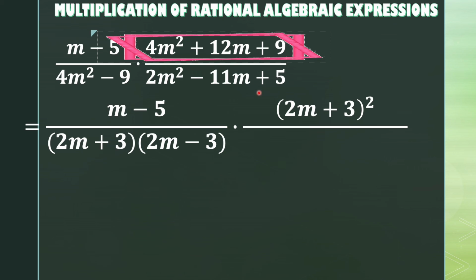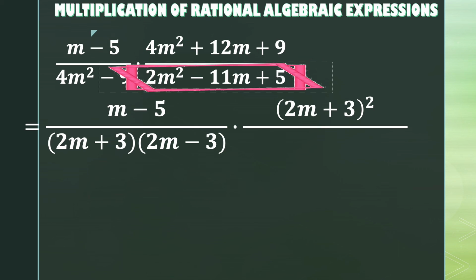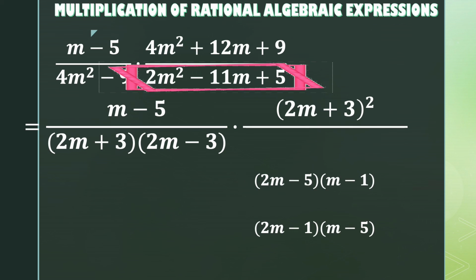Next, denominator na tayo sa ating second expression, which is 2m squared minus 11m plus 5. So, anong gagawin natin? So, ililista uli natin yung mga possible factor nila. So, since 2m squared to, that is 2m times m, then yung 5 natin is prime again, so that is 5 times 1. So, pwede siya ng ganito. 2m minus 5 times the quantity m minus 1, or 2m minus 1 times the quantity m minus 5.